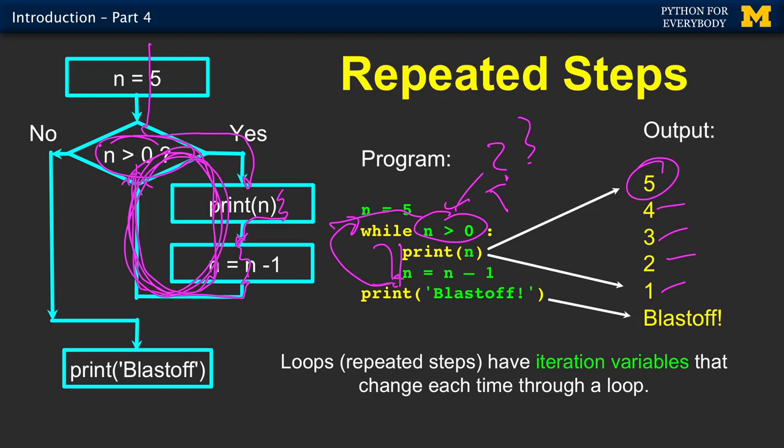Because n has become 0 by the successive iterations through this loop, n is not greater than 0. So this switches from a true to a false, and when it's false, it goes out and exits the loop. So over here, it goes 5, 4, 3, 2, 1, and then out she comes, okay? As soon as this becomes false, the loop exits.